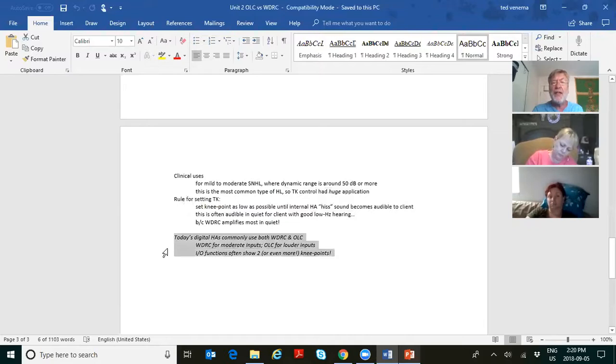Today's digital hearing aids use both. They'll use WDRC for soft inputs, output limiting for loud inputs. Your input-output functions will often show 2 knee points, but that's for after the midterm exam. Basically, I'm done this section. Paint with broad strokes. Okay, divide your compression into 2 types. Divide your sensory neural losses into 2 types. Today's digital hearing aids combine everything, but if we don't know our past, we will be condemned to repeat it.